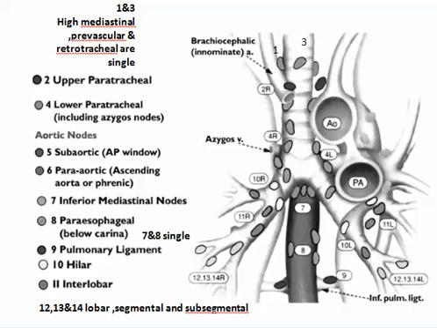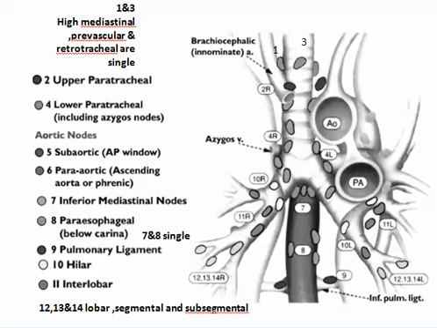These are the lymph nodes along the chest. From 1 to 3 is the mediastinal: high mediastinal, prevascular, and retrotracheal, and all are single nodes. So easy. High mediastinal, prevascular, and retrotracheal, these are single nodes.